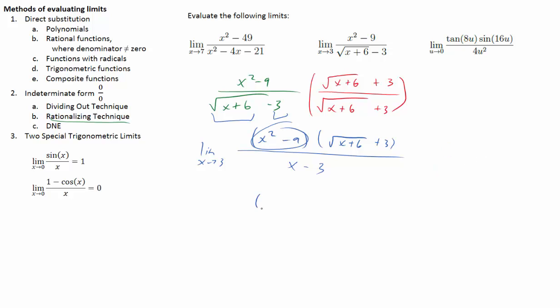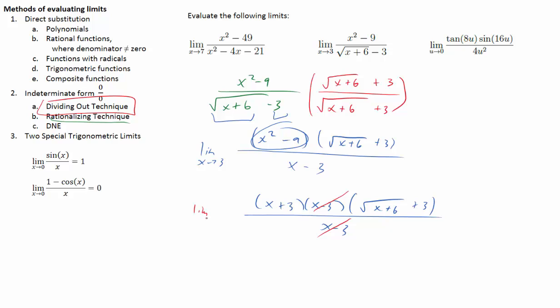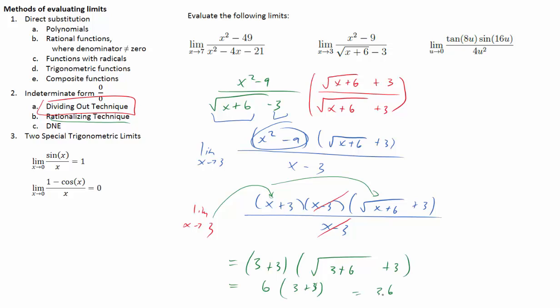Turns out we can factor this into x plus 3 times x minus 3 all over x minus 3. We can use the dividing out technique again. Say the limit as x approaches 3 of this new function is equivalent to the old function except at a single point, so we know their limits will be the same. Now we can apply the substitution technique, assuming that it exists: 3 plus 3 times the square root of 3 plus 6 plus 3. So our limit is 36.